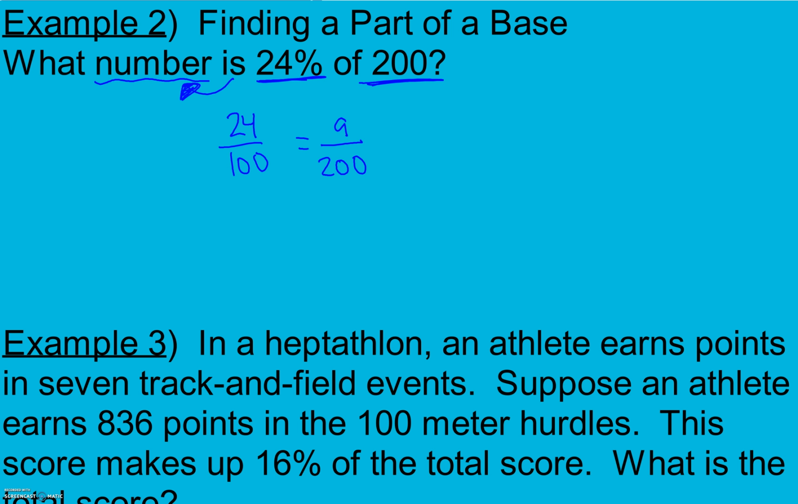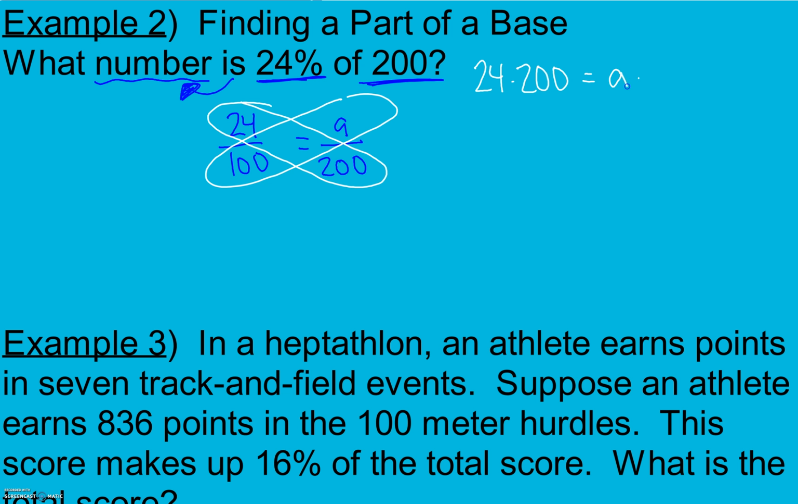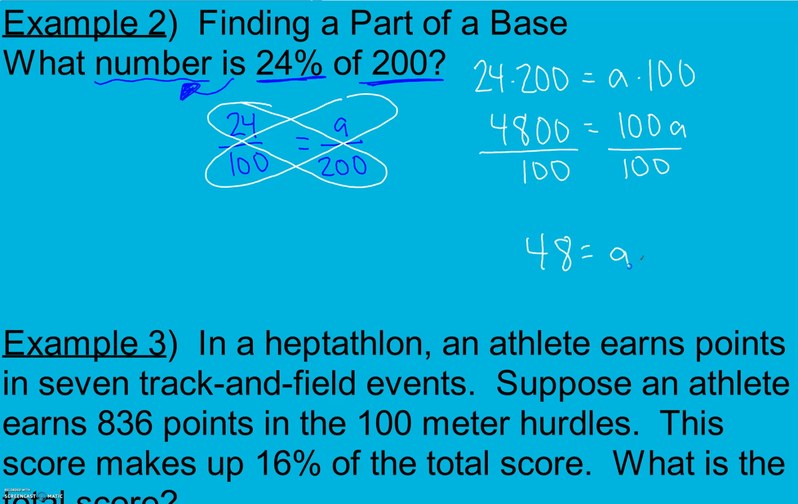Here, again, we can solve using cross products. Anytime we have a proportion, we can solve using cross products. Here I get 4,800 equals 100 times A, and we get rid of our multiplication by dividing. My number here is 48. We are not looking for a percent here, so I don't label it a percent. We know our percent is 24. This is just a number, so we don't label it with a percent sign.